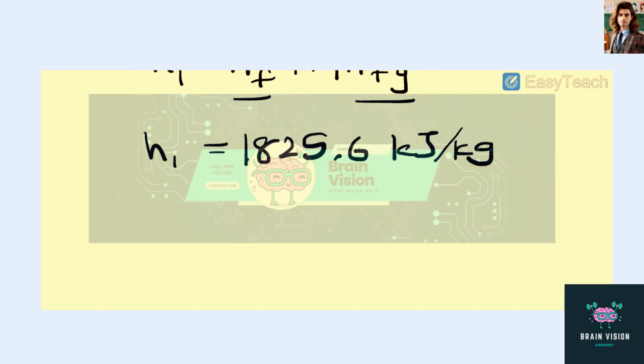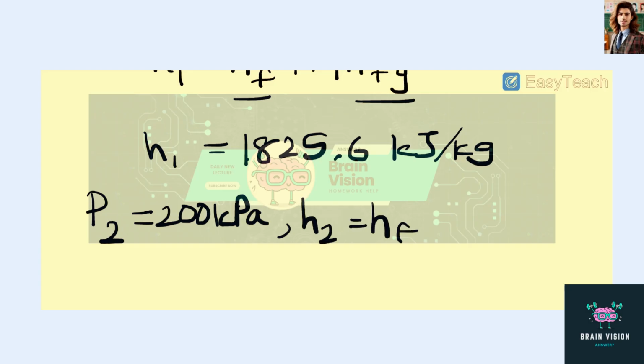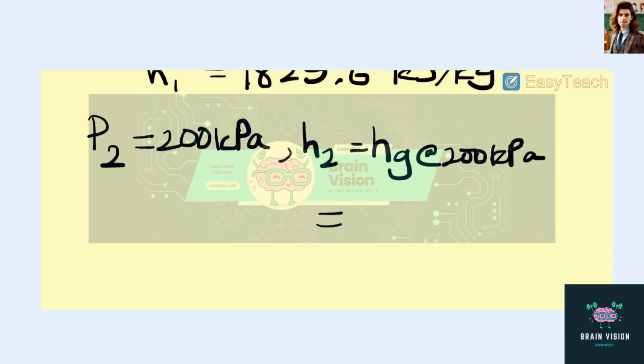Similarly, we can do the same thing for P2. P2 at the final state is going to be 200 kilopascals since it is a constant pressure piston, and we know that all of the liquid has evaporated, so all we're going to have is saturated vapor. So that means our H2 is going to be hg at 200 kPa, and that is equal to 2706.3 kilojoules per kilogram.